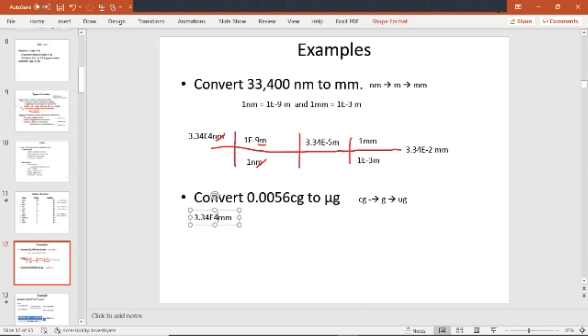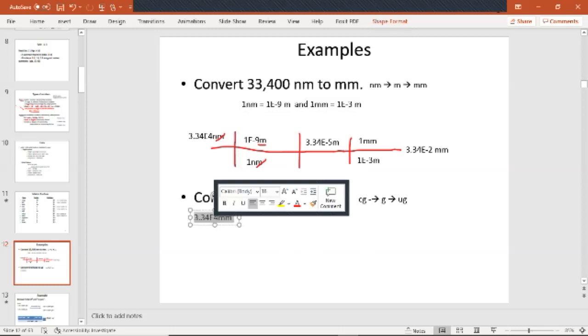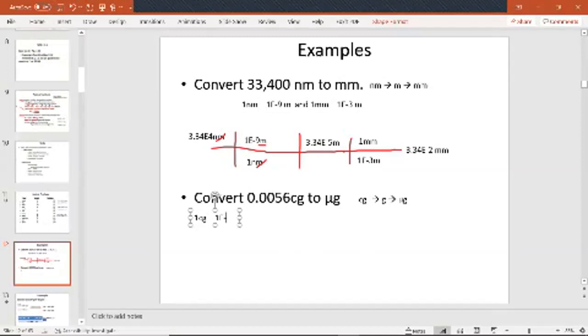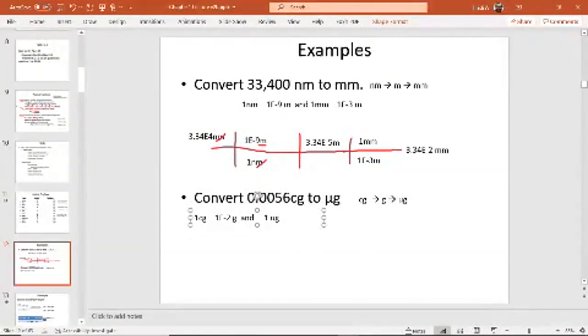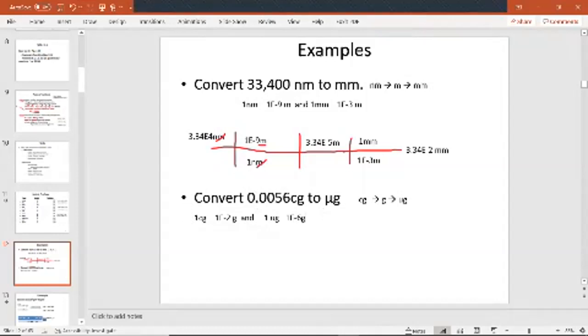So from the chart on the previous slide, we know that 1 centigram is 1 e to the negative 2 grams, and 1 microgram is 10 to the negative 6 grams. And I'm using U for micro because it's just quicker to write than finding the mu. So these are the two conversion factors we're going to use to convert from centigrams to micrograms.